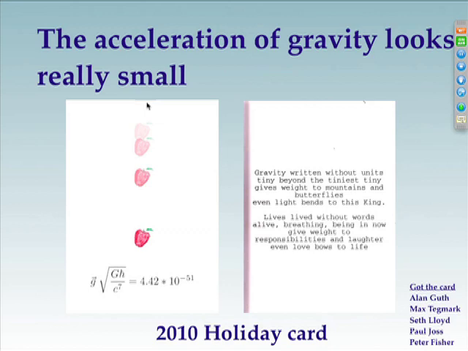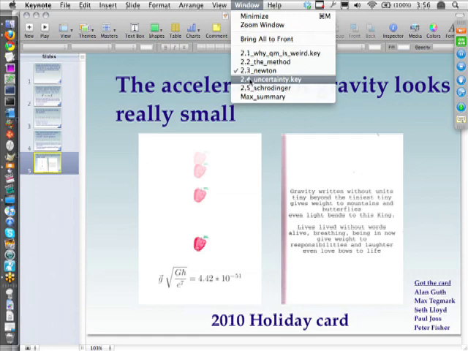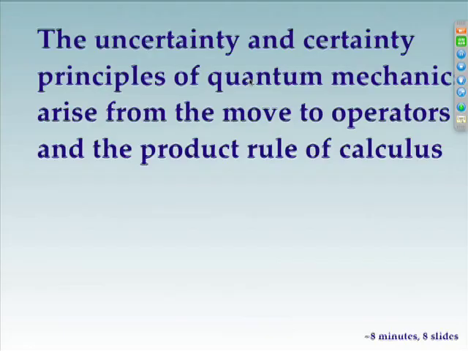All right. So let's look at the uncertainty principle. Very important. The uncertainty and certainty principles of quantum mechanics arise from the move to operators and the product rule of calculus.